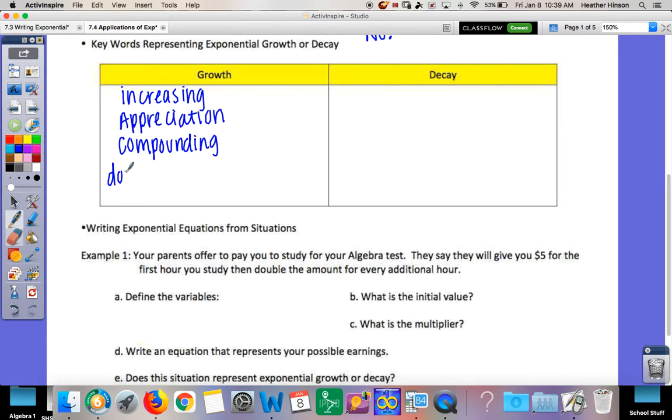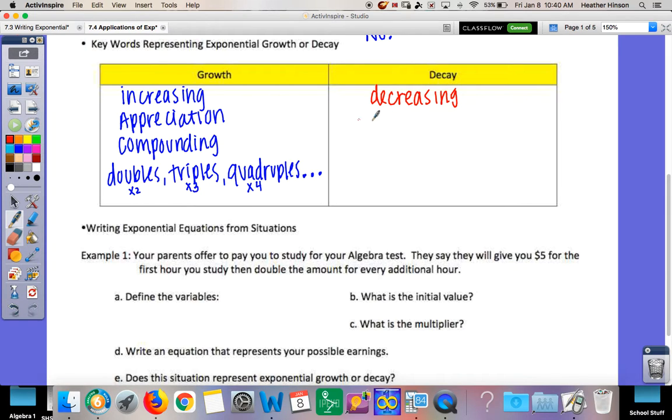And then multiplying words like doubles, triples, quadruples, quintuples, all of that stuff. That just means times 2, times 3, times 4, etc. There's a lot of words that could be on that list. For decay, you're going to look for the opposite. So you're going to look for decreasing.